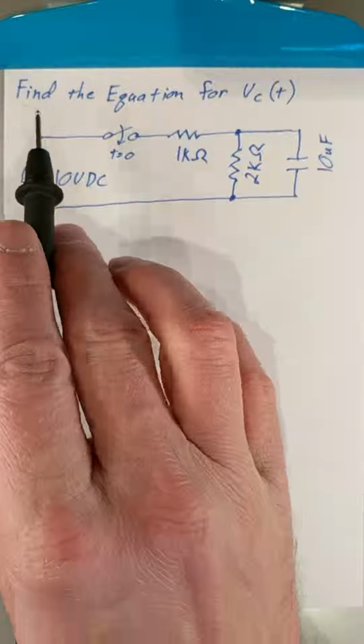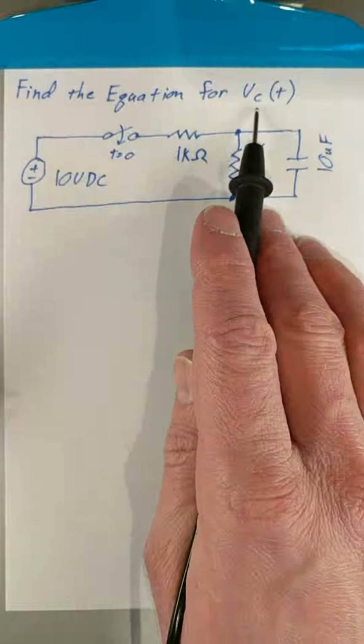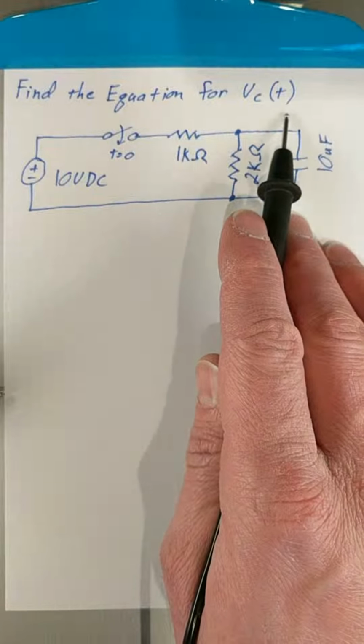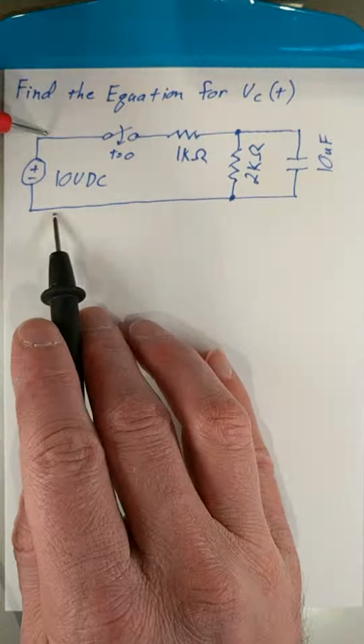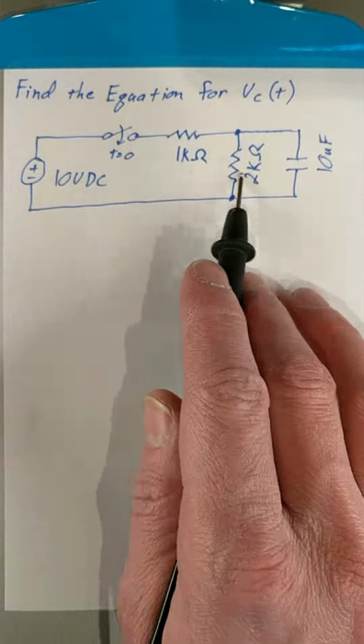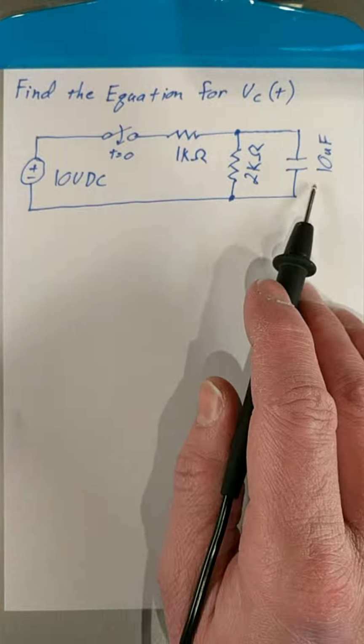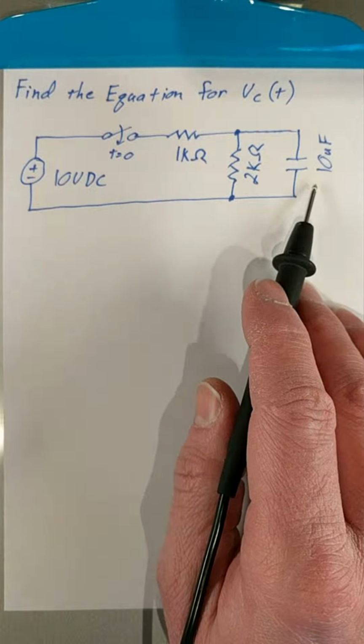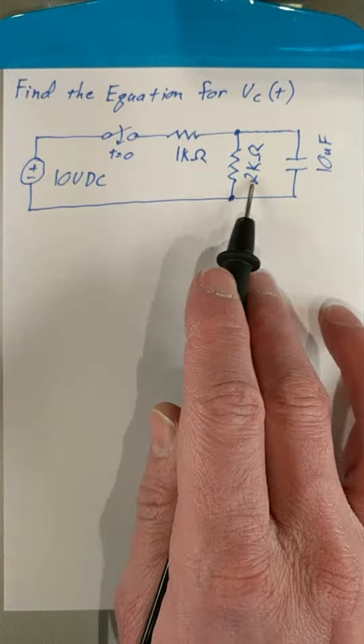In this problem, we're asked to find the equation for the voltage on the capacitor as a function of time. We're given a 10-volt power supply, a switch that closes at time 0, 2 resistors, and a 10 microfarad capacitor. This particular problem is complicated by this resistor right here.